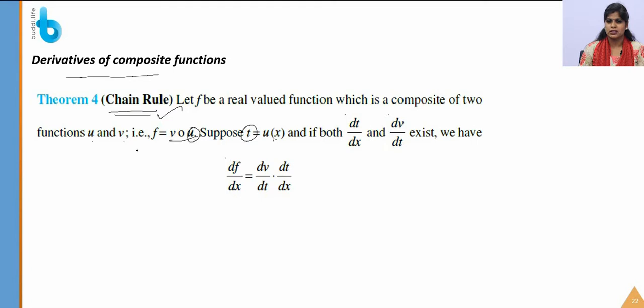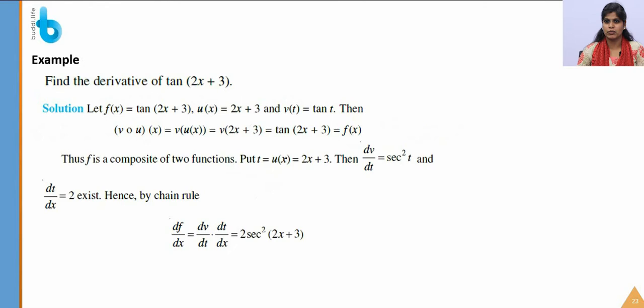That is, differentiating the function f(x) by x, df by dx equals dv by dt into dt by dx. That is what I will get, dv by dx. You will understand this clearly if we use it in a problem. So we will straight away go for the problem.